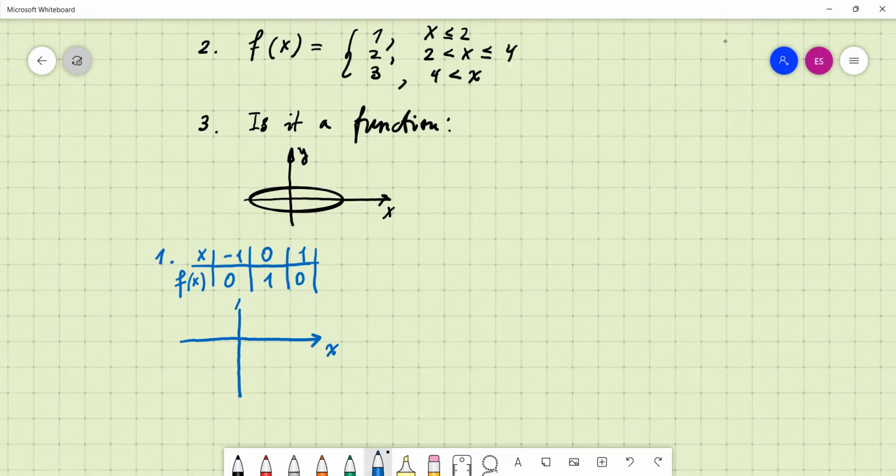That's going to be my x, and there's going to be my y. So I'm going to graph these 3 points. Sorry, that's 1 here and 1 here. So at -1 and 1, the graph is equal to 0, and at 0 it is 1. So these are my points. I'm going to connect them.